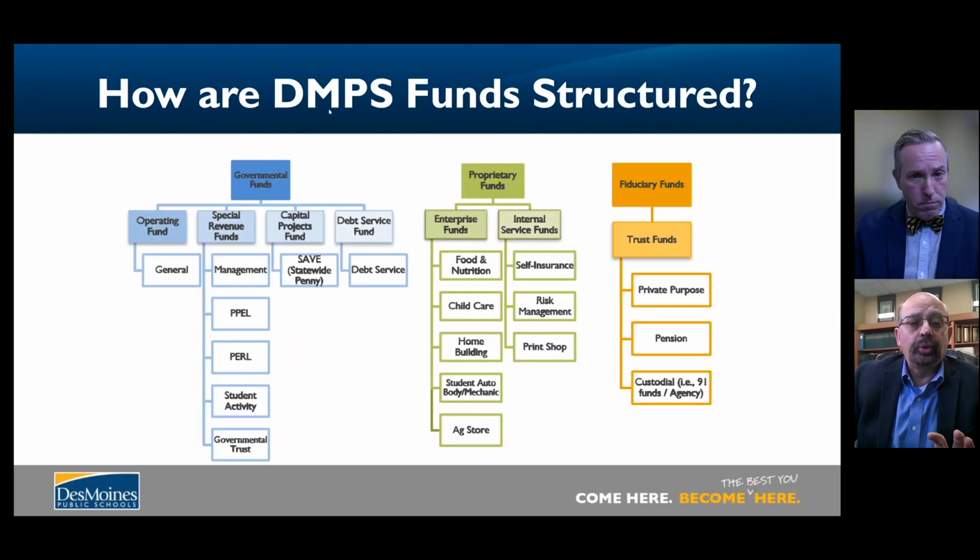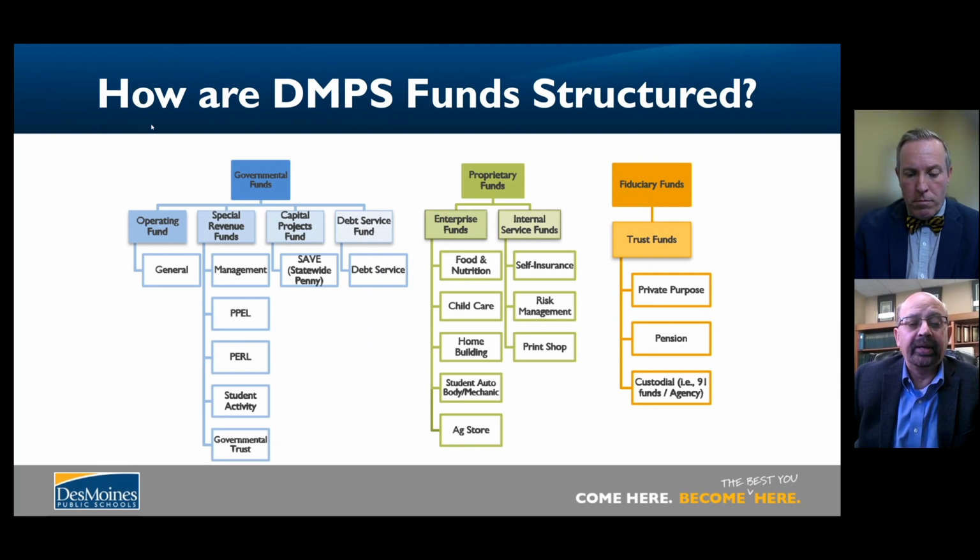So this is where it shows what are the different funds. So in broad categories, we have the governmental funds, the proprietary funds, and fiduciary funds. And the governmental funds have 4 different funds below that. The operating fund, which we also call the general fund, is the single largest fund. And under special revenue, we have management, PEPL, PEARL, student activity, and the governmental trust.